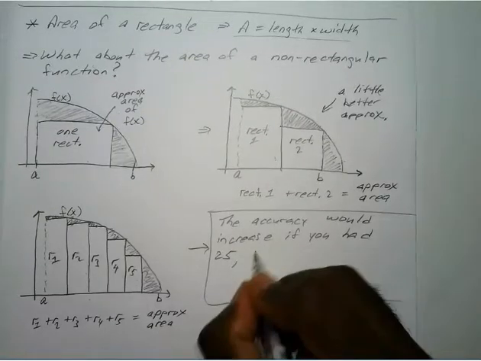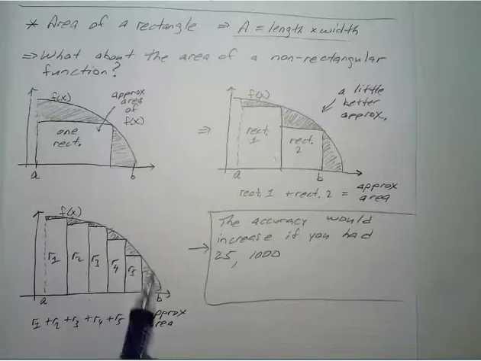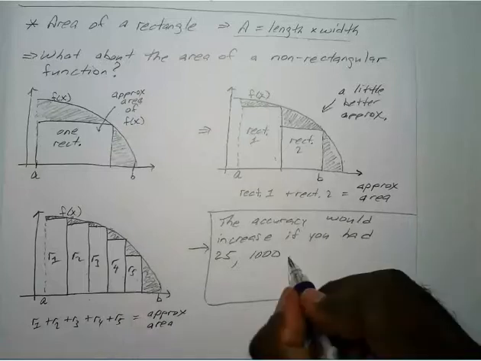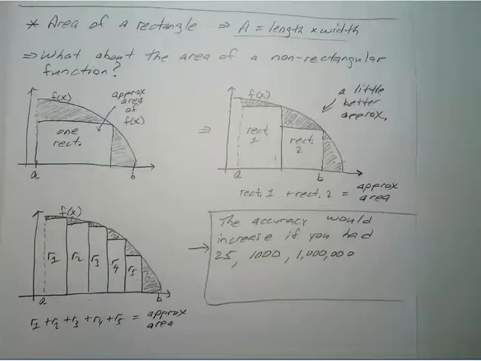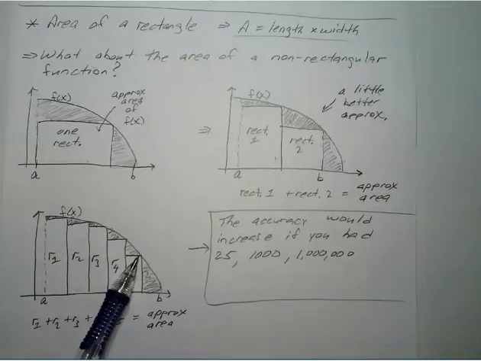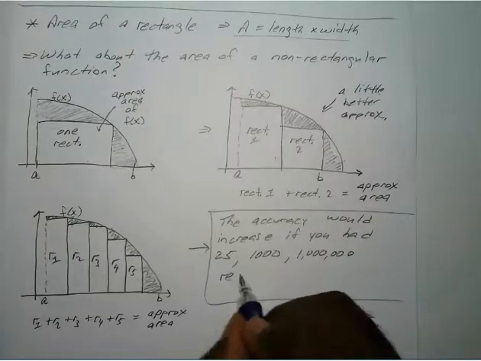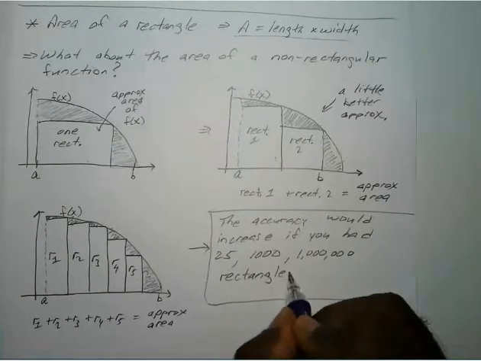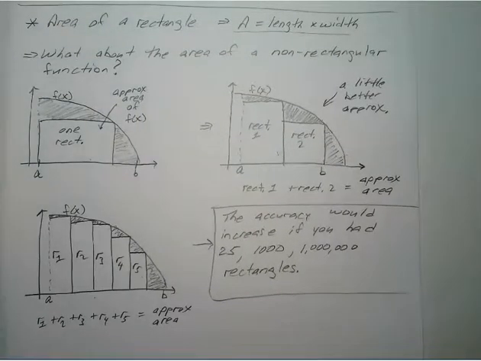But what if you had 1,000 rectangles up under here? Oh, you'd have very little space not accounted for. It'd be even better. But what if you had 1,000,000 rectangles up under there? Now, you would have very little noticeable shaded space that wasn't counted for. So if you had 1,000,000 rectangles, you can actually say that you have a pretty good idea of what the area would be up underneath your function.